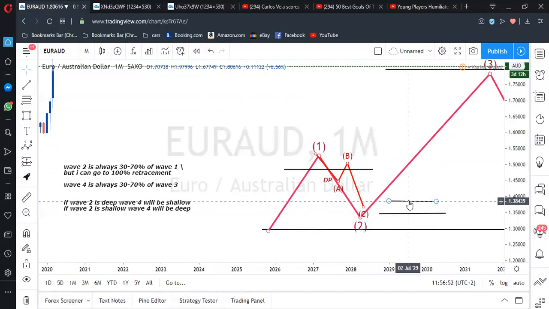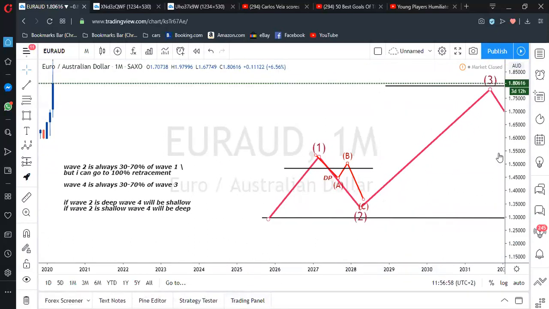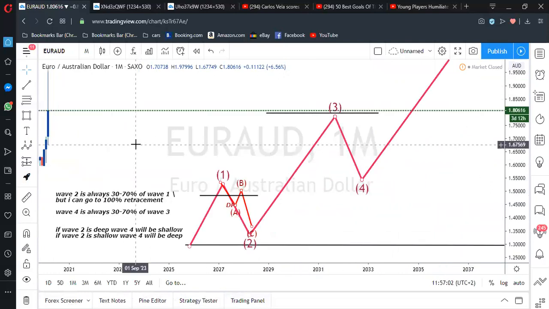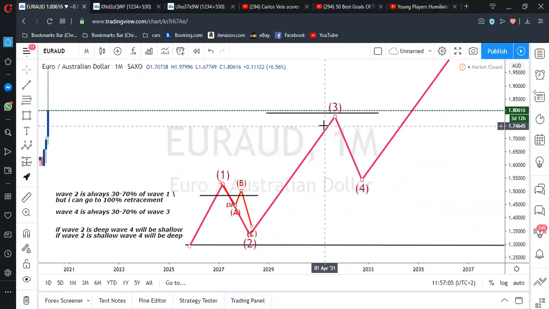And then how you find wave three. Let me show you how you find wave three, how you project wave three, and then how you project wave five also. I'll just show you that in a minute. When you're projecting wave three, we use what is called a Fibonacci expansion tool.